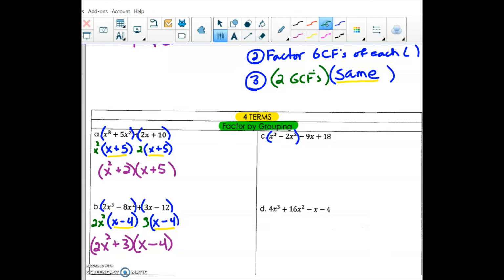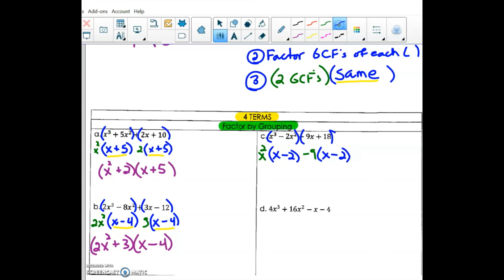GCF, sorry, let me group the second one. Want to make sure that the negative gets grouped with the 9. The GCF is x squared. Inside will be x minus 2. The next GCF is negative 9. And we have x minus 2. Because when we divide by a negative number, that changes the 18 from positive to a negative 2.